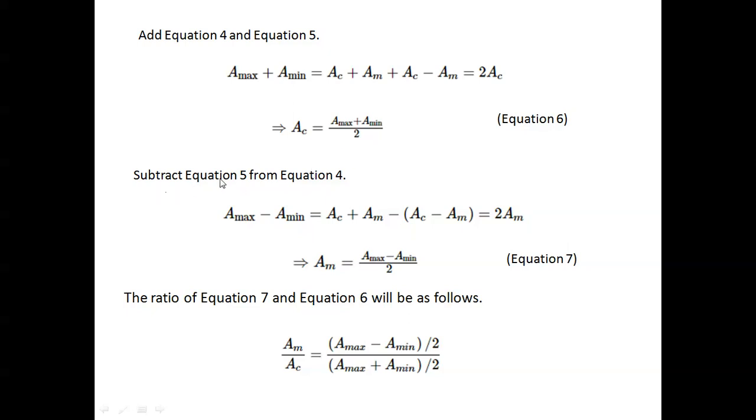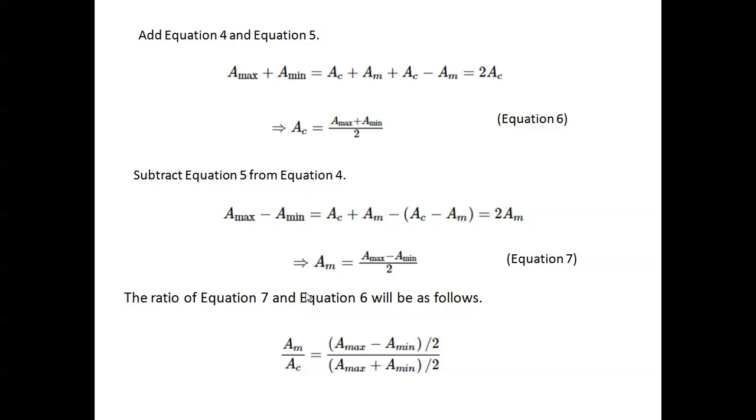So you already have equations 4 and 5. Adding equations 4 and 5, the maximum and minimum amplitudes, you get Ac. If you subtract equation 5 from equation 4, you get Am. That is the modulating amplitude and the carrier amplitude. So these two equations give us the message amplitude, A maximum minus A minimum divided by 2.